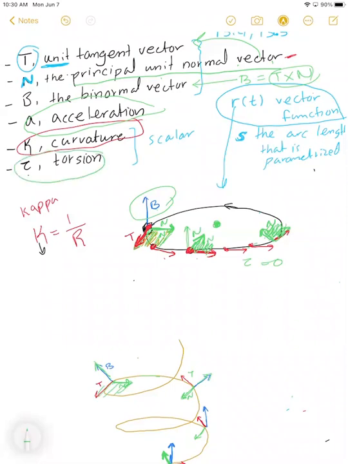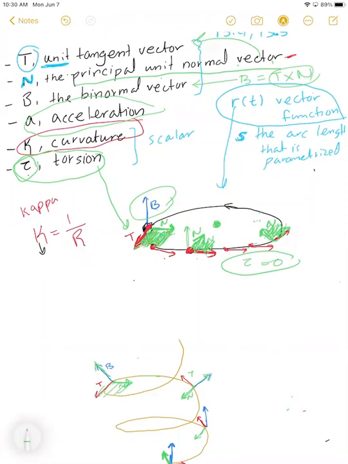And what the torsion explains is how much this osculating plane that is made here is twisting. If I have a 2D graph of a circle, this osculating plane is always going to be on the circle and is not going to twist. So torsion, for which we use the letter tau, is going to be 0. There is no twisting to the osculating plane.